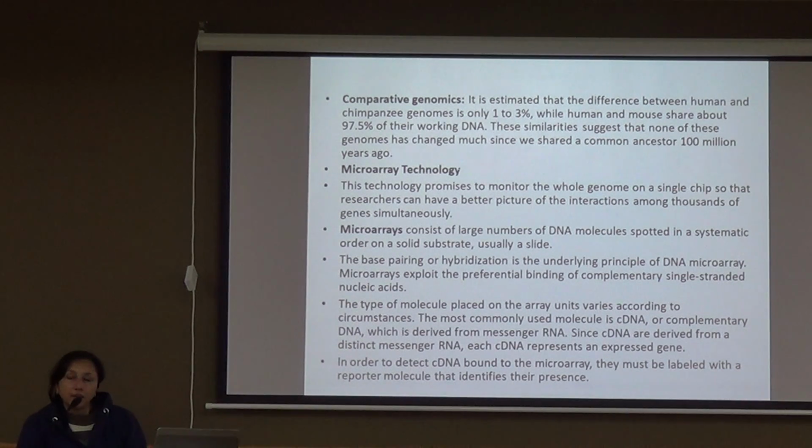It can be etched on the slides, and these slides, which are made up of either glass or silicon, can be used for comparing genomes, comparing DNA, comparing RNA of different organisms, or maybe of the same organism but of different organs, different cells, comparing at different developmental stages, childhood, adolescent, old age, etc. This technology promises to monitor the whole genome on a single chip so that researchers can have a better picture of interactions among thousands of genes simultaneously.